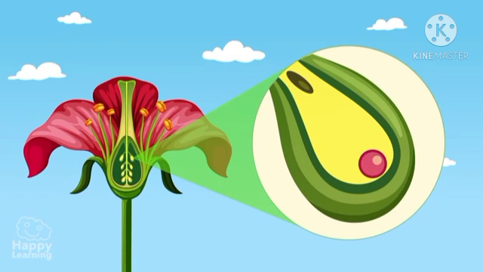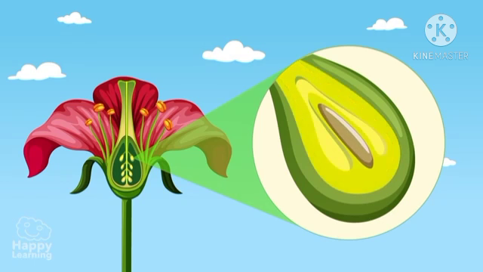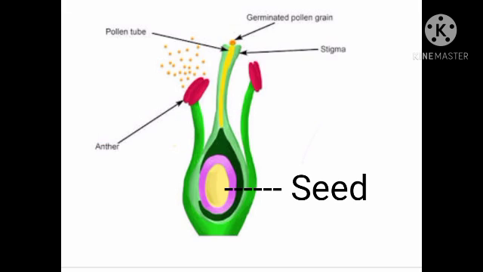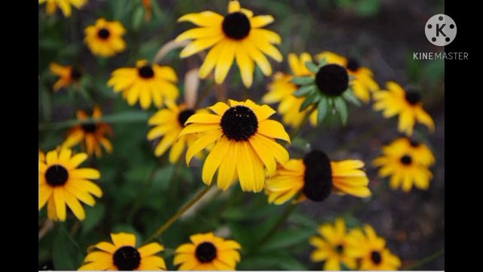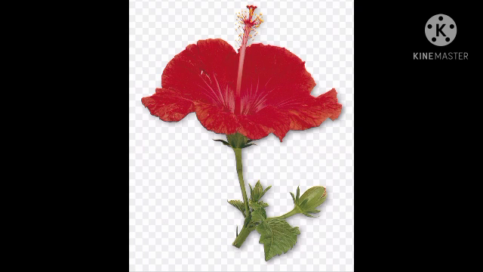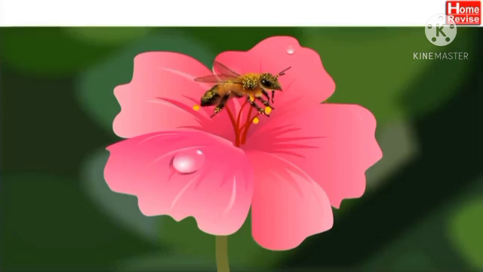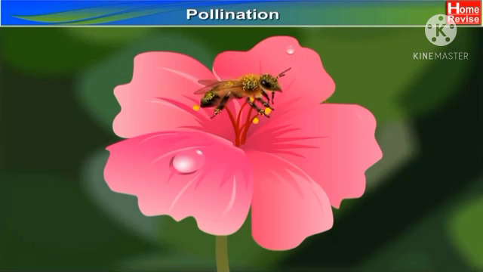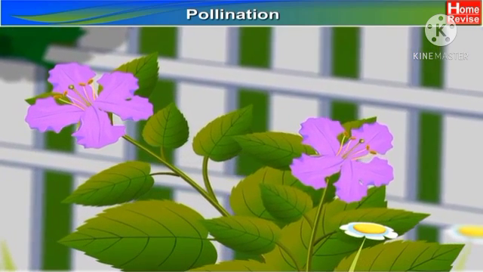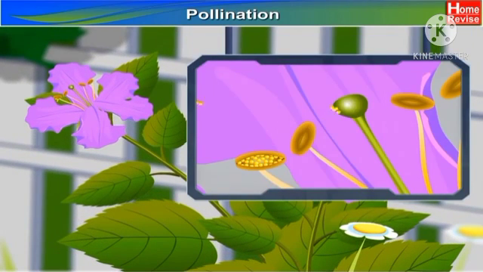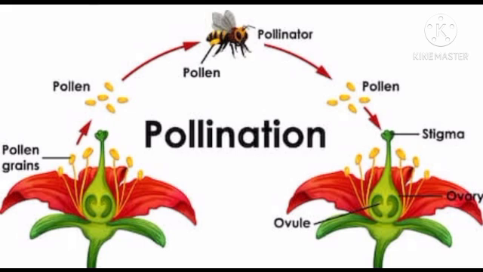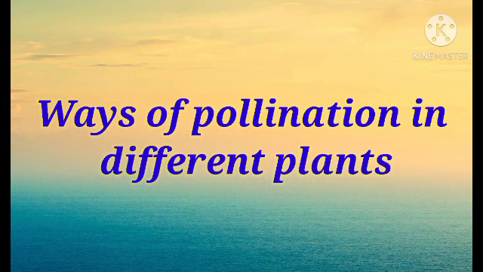When these pollen grains fuse with the ovules of the flower, a seed is formed, which later grows up to become a healthy plant. Petals attract insects and are usually the reason we love flowers. So what is pollination? The process of transfer of pollen grains from anther to stigma is called pollination. Now we are going to learn about ways of pollination in different plants.